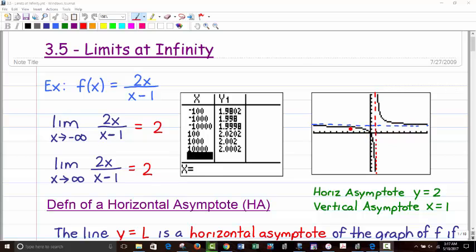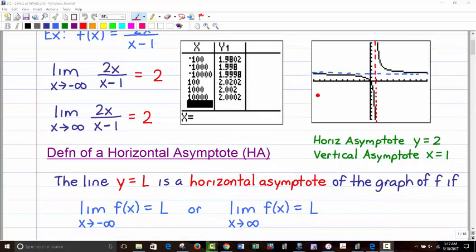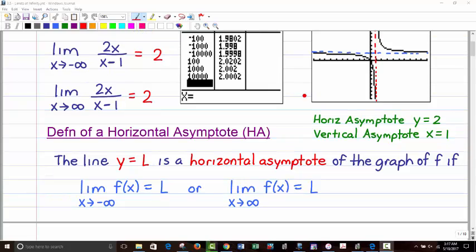As you see, going to the left, it's floating along that horizontal line right there, which is at 2. And then the same thing as you're heading to the right. We'll talk about something called a horizontal asymptote here in just a second, but that ties in with these limits at infinity. We talked about vertical asymptotes in the infinite limit section.